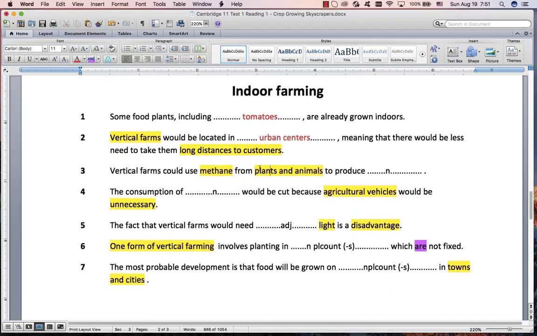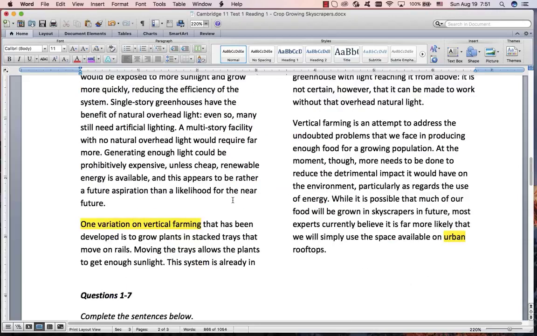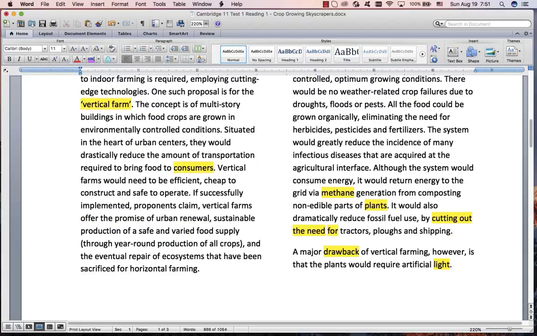This one was a little bit more difficult. You produce something. They really tried to trick you here. What do you produce? You use the methane to produce what? There's nothing there about produce. This generation is about generating the methane, so you can't use methane again. It's saying that the system would return energy back into the grid. So this is actually the produce. It would return the energy back into the grid. We know we're looking for a noun.